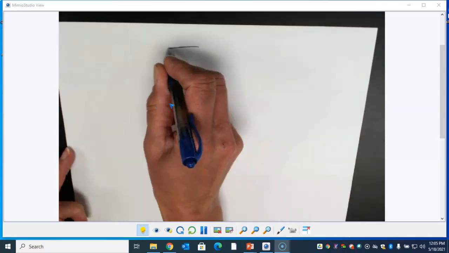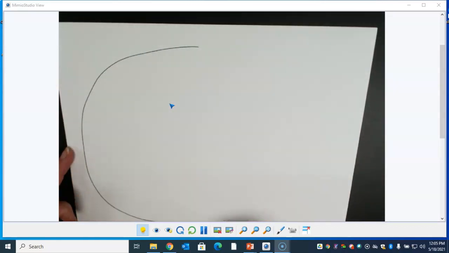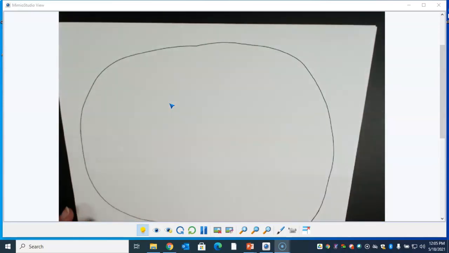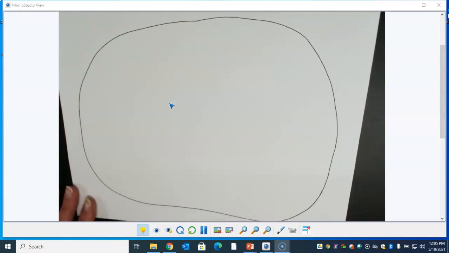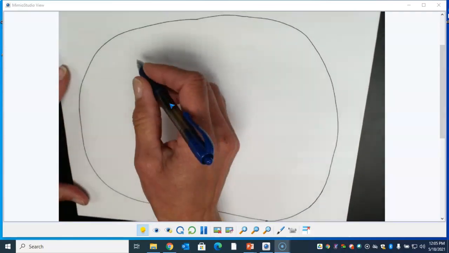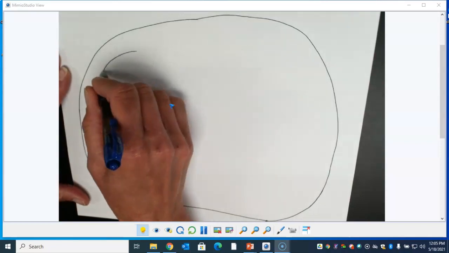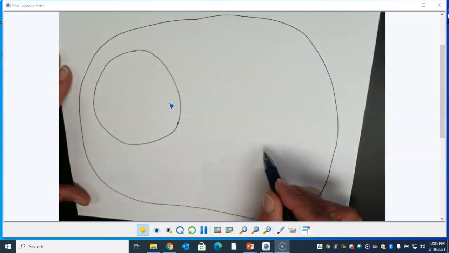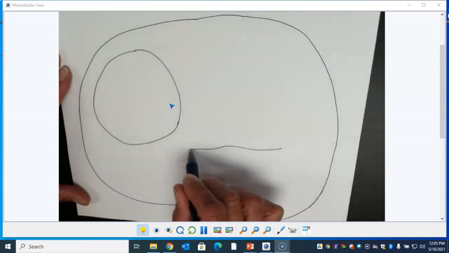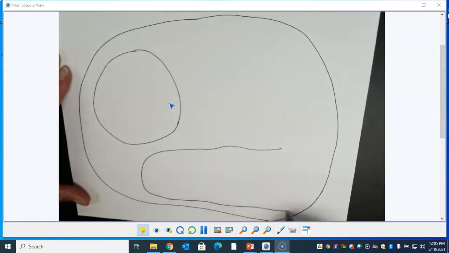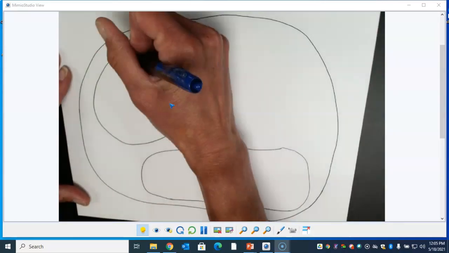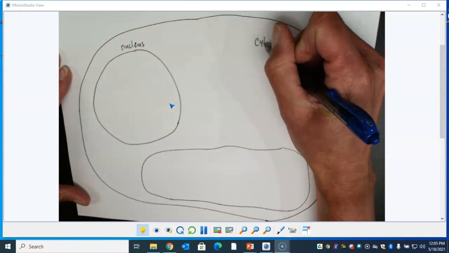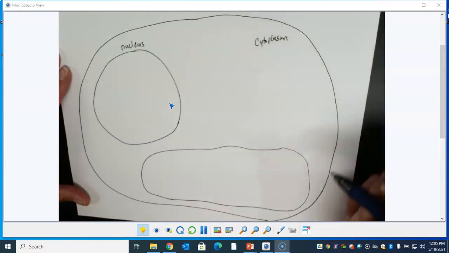I have a few different colors, and you can use a few different colors if you want. I'm going to start by drawing a cell. My cell needs a nucleus, since this is where much of what's going to happen will go on. So I'm going to make a nucleus, and I'm also going to make my ribosome nice and long down here. So this is my nucleus. This is actually the cytoplasm. And this is my ribosome.